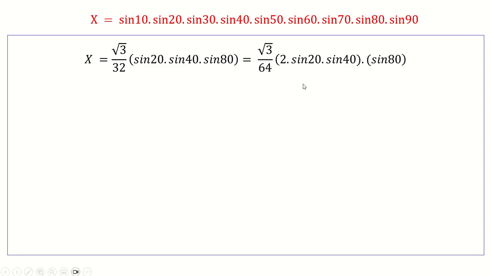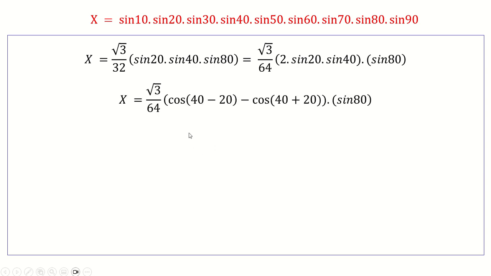Okay. Now again I want to apply the same formula on sin 20 and sin 40. So I multiplied the numerator and denominator by 2. So it will become cos 40 minus 20, right? Cos a minus b minus cos a plus b. So it will become cos 40 minus 20 minus cos 40 plus 20 into sin 80.